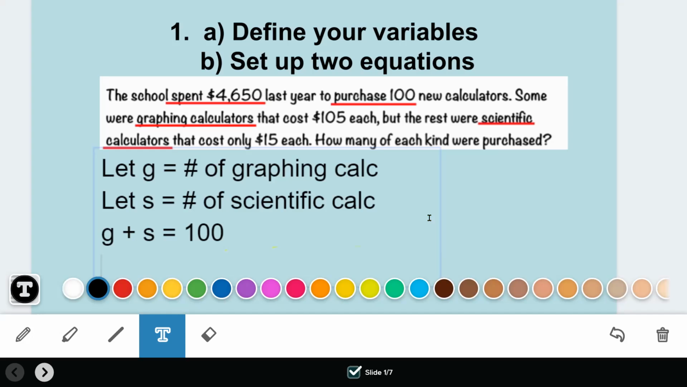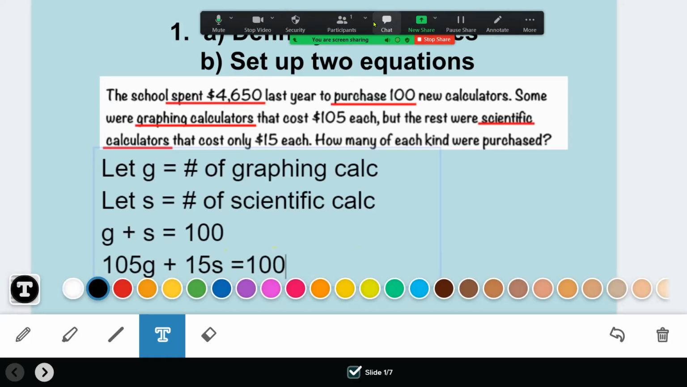And then I'm going to deal with one for money. Now, a lot of times people want to just go G plus S equals 4,650, but you can't do that because that's counting them, and that would just be 100. We want to know the cost, which is money. So each of my graphing calculators costs 105. So I'm going to go 105 times G, where G is how many graphing calculators we bought, plus the scientifics cost 15, so 15 times S equals 4,650. And that's what we're doing on all of them: defining two variables and writing two equations, we are not solving.